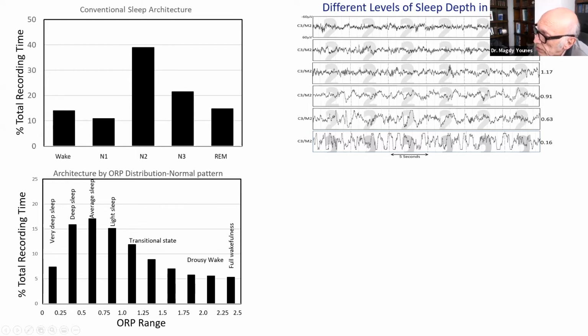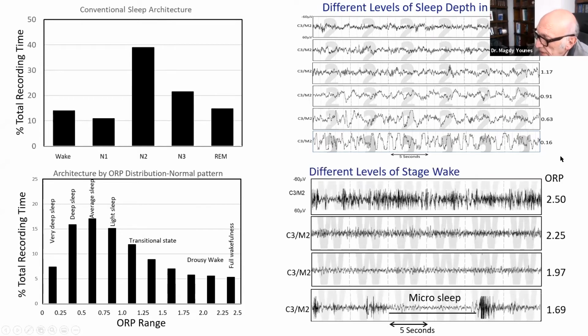But notice what the ORP does here on the right side. At the very top one, which is almost close to awake, it's very high, near the top of 2.5, and down here it's very low, 0.6, and for stage 3, 0.16. So we can distinguish between these different levels of arousability within stage 2.